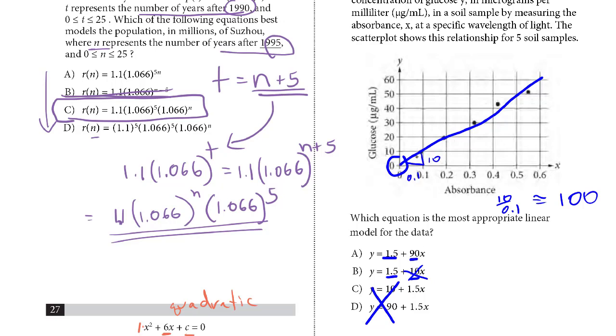Now again, maybe I'm taking data too close to my origin. Let's go out to 0.5. 0.5 probably fits something less than 50, which indicates a slope less than 100 for that change. So 90 is less than 100. A is the correct answer for number 28.